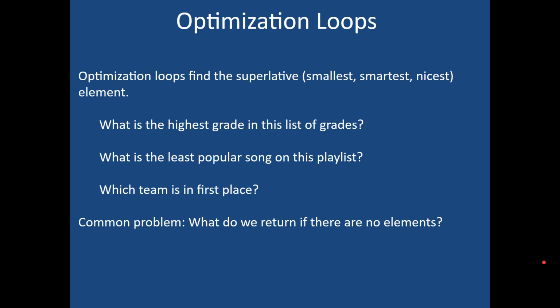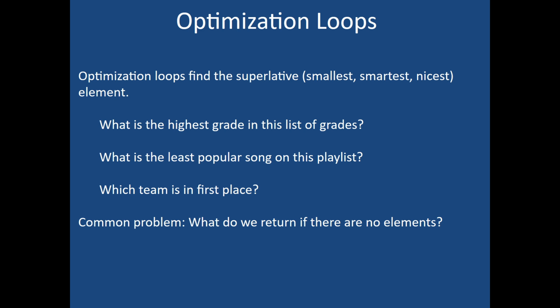Third, we've talked about accumulation loops, searching loops, now optimization loops. An optimization loop finds superlatives. So it finds the smallest or the largest, or the heaviest, the lightest, the nicest, the meanest. There's always a superlative word in the specification. For example, what is the highest grade in a list of grades, or the least popular song on the playlist, or which team is in first place.